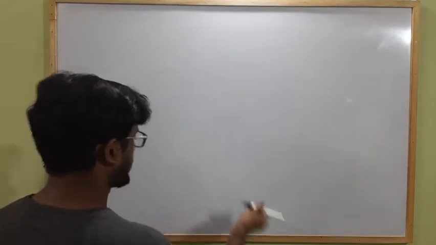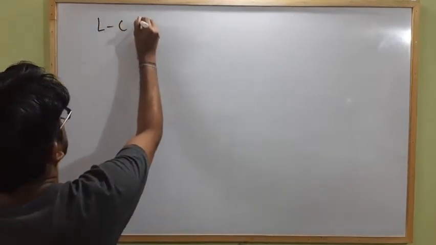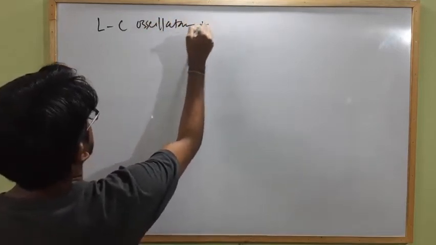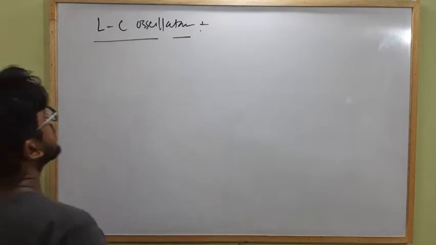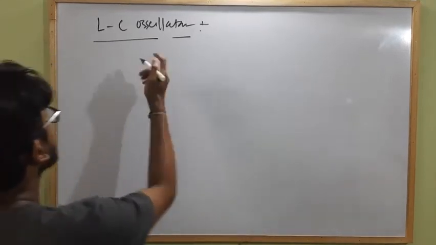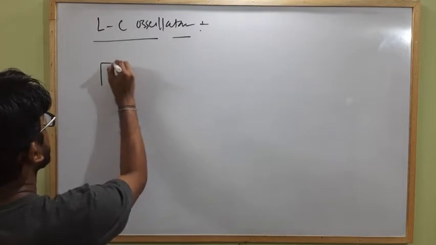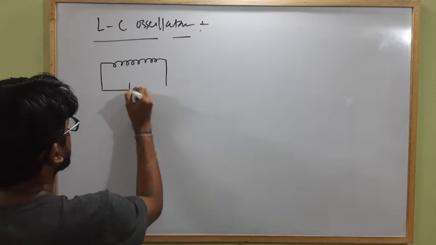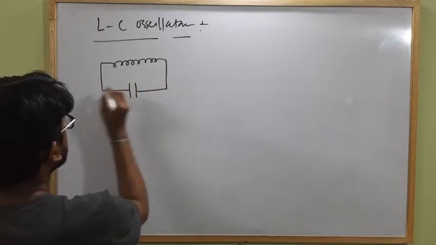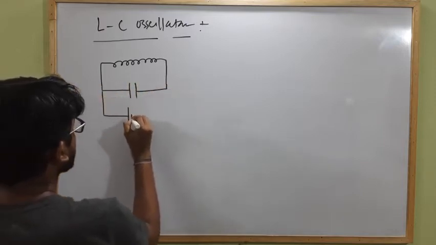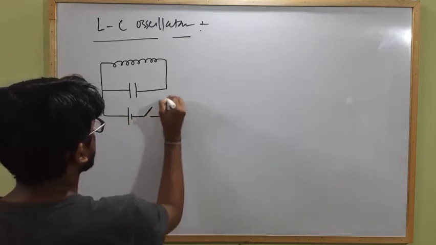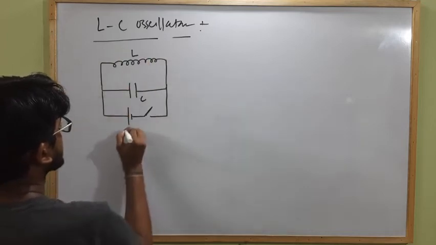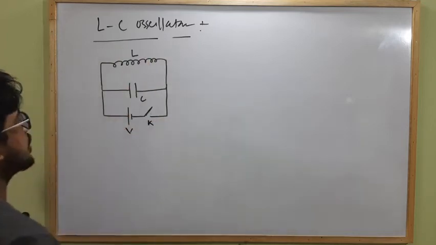So what is an LC oscillator? L means an inductor and C means a capacitor. So this circuit basically consists of an inductor which is connected in parallel with a capacitor, and these two are connected with a battery through a key. Clear? Let this be the inductor of inductance L, the capacitor of capacitance C, this is the potential and this is the key. Okay. Clear?